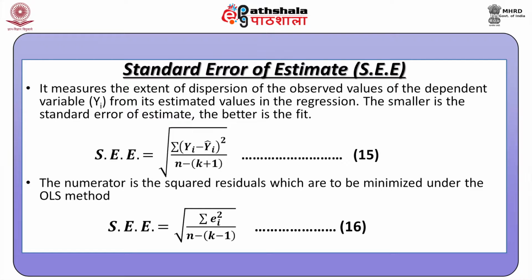S.E.E. is equal to the square root of sigma (Yi minus Yi cap) whole square upon n minus k plus 1. N minus k plus 1 in the denominator is the degrees of freedom for a regression line with k explanatory variables, and therefore k plus 1 regression coefficients to be estimated. The numerator is the squared residuals, which are to be minimized when using the OLS method. S.E.E. is equal to under the root sigma ei square upon n minus k minus 1.